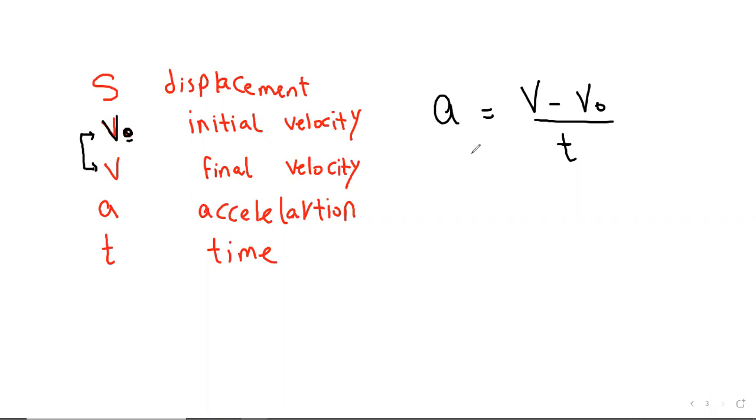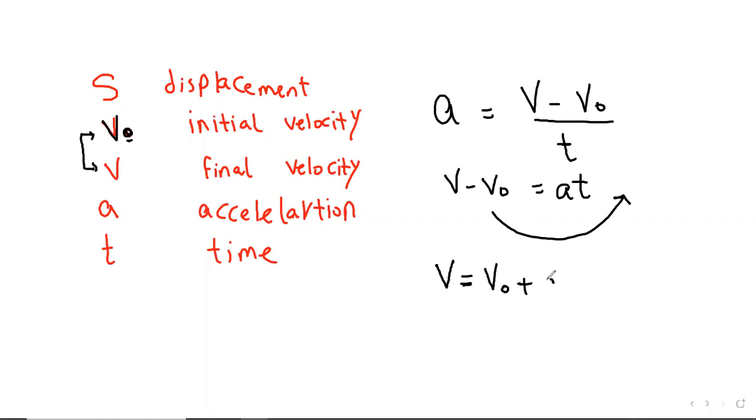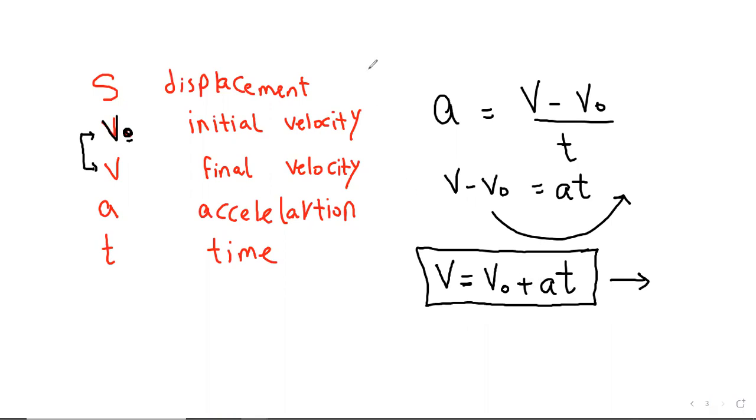We can do cross multiplying. So V minus V initial equals AT. We can add V initial to both sides, or move it to the other side. So you will end up with V final equal to V initial plus AT. And this is the first equation we are going to use in solving problems. So V final equals V initial plus A multiplied by the time taken.